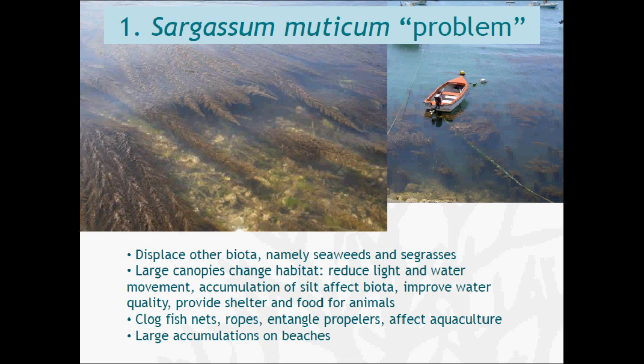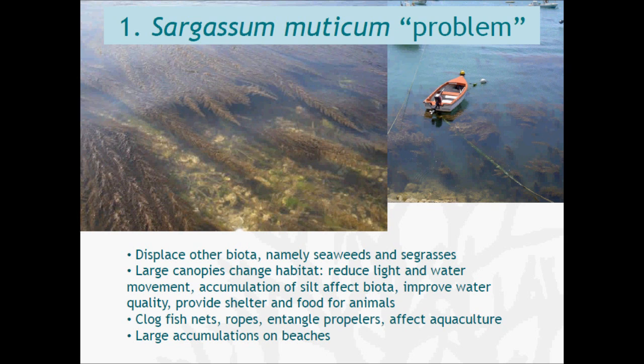Negative effects, like Caulerpa: they can clog the fish nets with heavy stuff. The ropes and propellers can be entangled, like for example here. They can affect aquaculture, whatever. But they can also, and this has been studied, there is a study on this, the large accumulation of Sargassum muticum on the beach, which is actually very favorable to the amphipods of the beaches. So there are positive effects there.